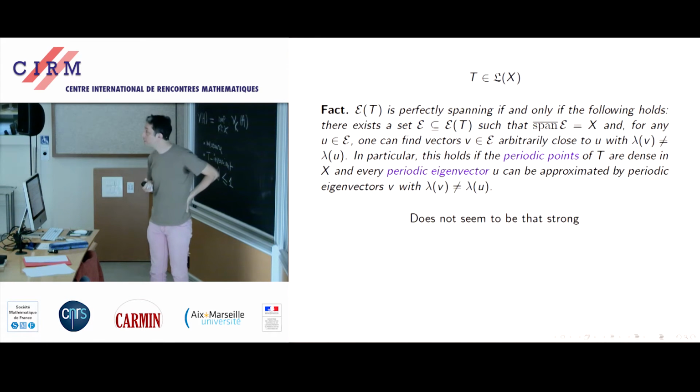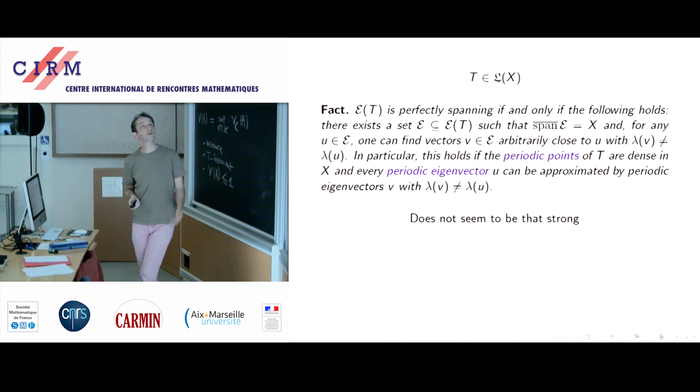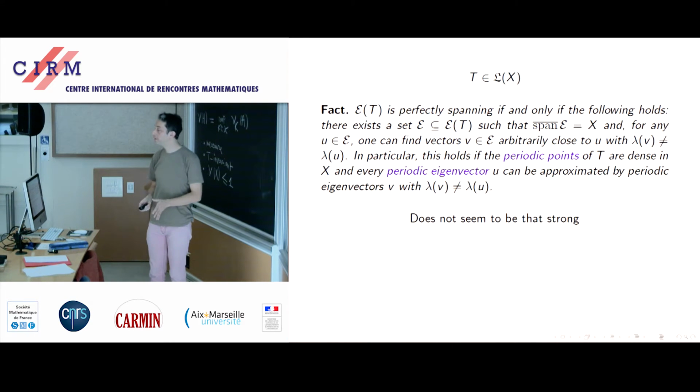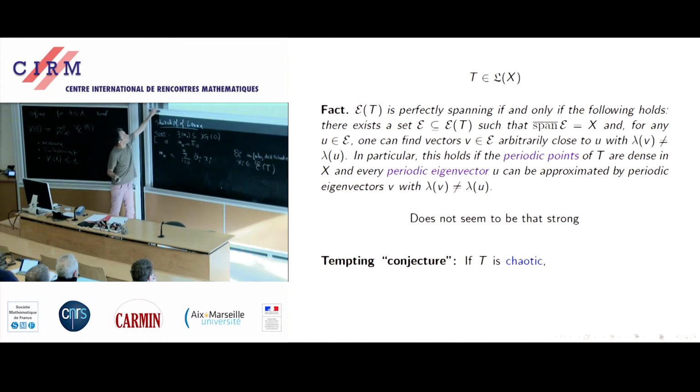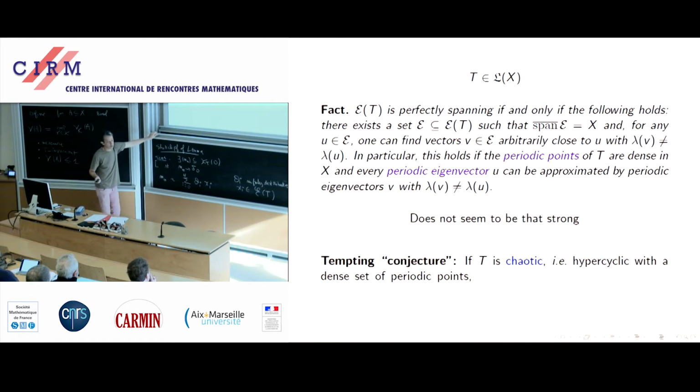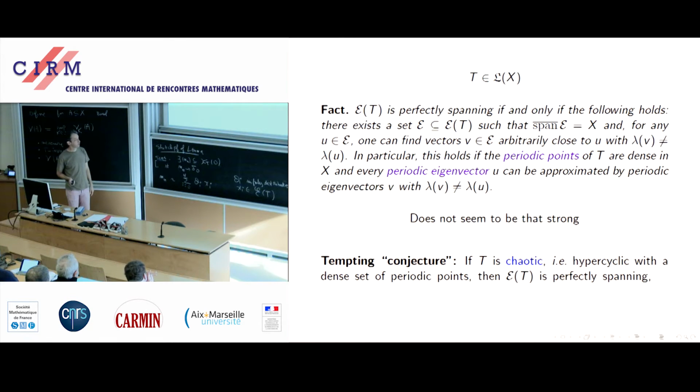So this does not seem to be extremely strong. I mean, how could this be true? If you have a lot of periodic vectors, then you move a little bit and this will still be okay. So it is very tempting to believe that the following is true: that if you are chaotic, which is hypercyclic with a dense set of periodic points, then in fact you have this perfect spanning property. And so you are ergodic, and so you are frequently hypercyclic.